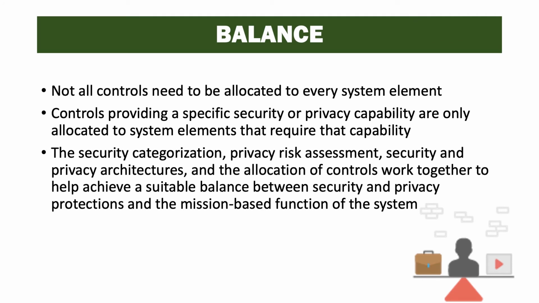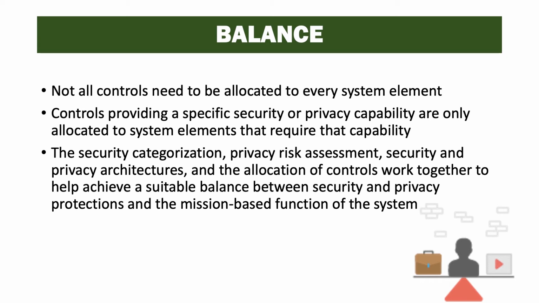Not all controls need to be allocated to every system element. Controls providing a specific security or privacy capability are only allocated to the system elements that require that capability. A security categorization, a privacy risk assessment, security and privacy architectures, and the allocation of controls work together to help achieve a suitable balance between security and privacy protections and the mission and business-based function of the system. So when we do this balance, we can apply controls where they're most effective.